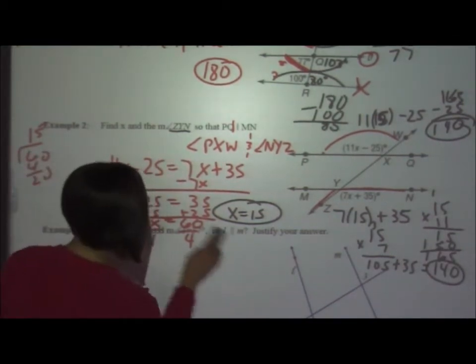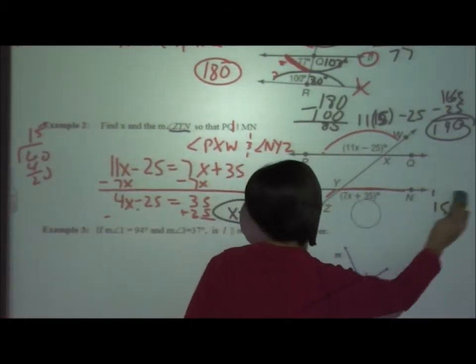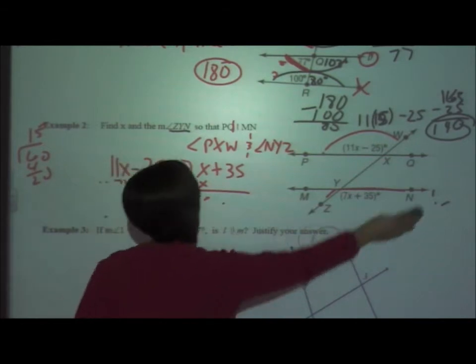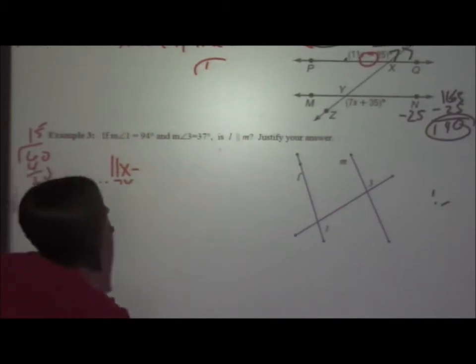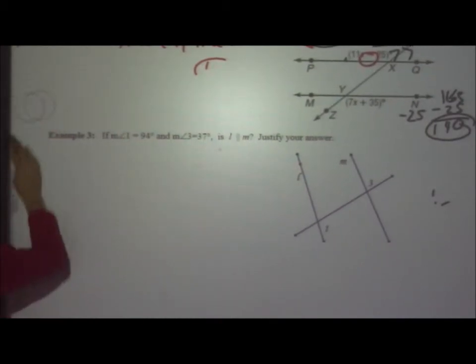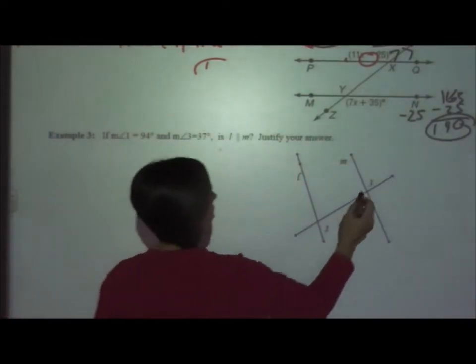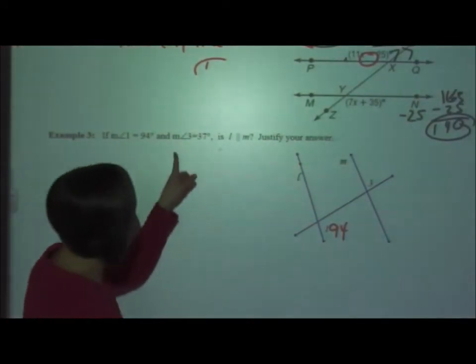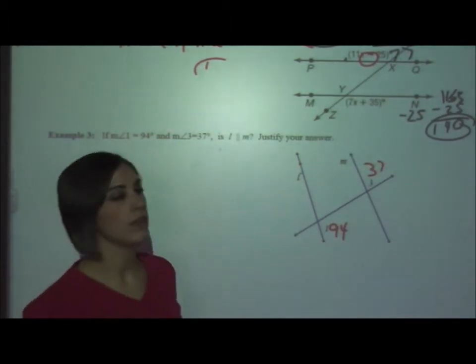All right, and then my last example, go ahead and pause the video and see if you get what I get. I expect you to do this. All right, it says, bring this up a little bit more. It says if the measure of angle 1 is 94, so here's 94, and the measure of angle 3 is 37, is L parallel to M?